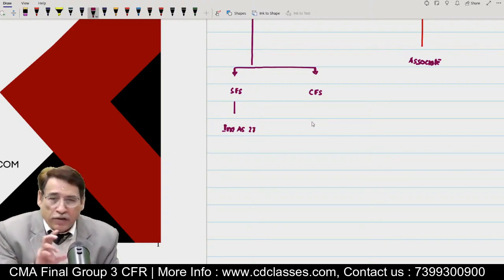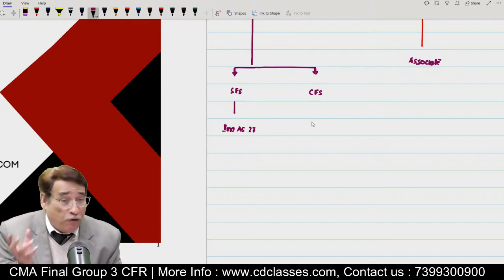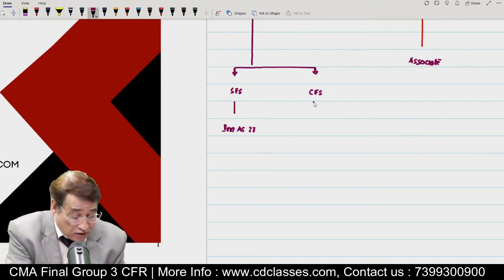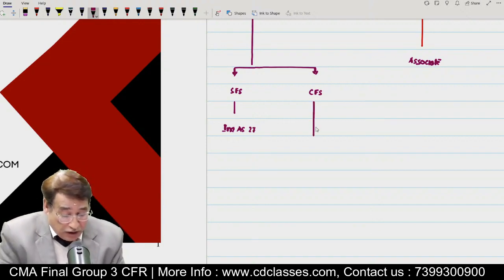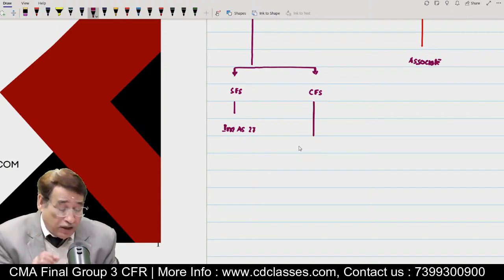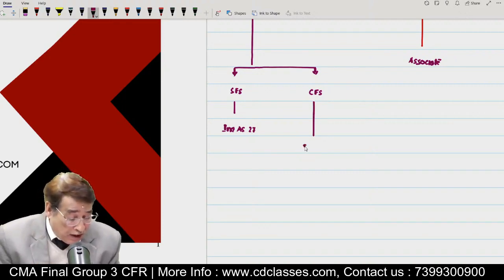But at this moment, it is enough to say that the investor entity will have to prepare, in this particular case, how many types of financial statement? Two types of financial statement. One, separate financial statement, and another one is consolidated financial statement. However, consolidated financial statement, you must understand, shall be prepared by the investor entity as per Ind AS 28.